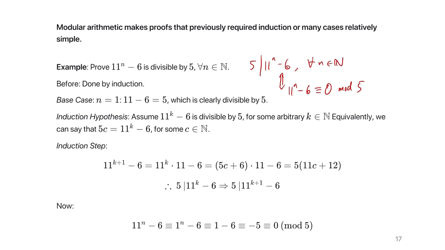Is that clear? And well, 11 to the n minus 6, I know 11 modulo 5 is just equivalent to 1 because it's 1 more than a multiple of 5. So I can say this is 1 to the n minus 6, but 1 to the anything is just 1. So this is 1 minus 6, which is negative 5, which is 0, and we're done. And that's just as valid as the same proof using induction. But it allows us to use the power of modular arithmetic to make these sorts of proofs a little simpler.